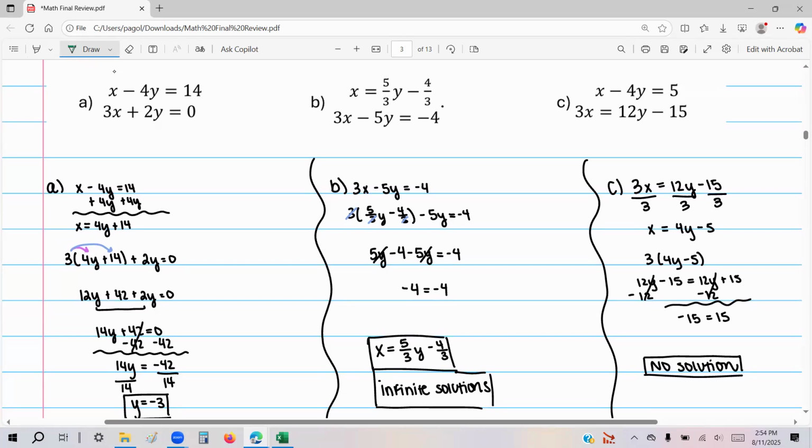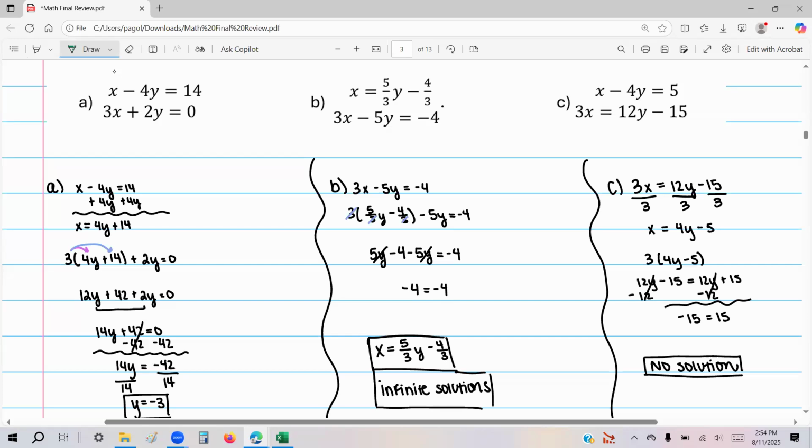First one, she used substitution. To use substitution, you need to get one variable alone. So in the first equation, we can get the x alone by adding 4y to both sides. So x is 4y plus 14. Substitute that x into the second equation.